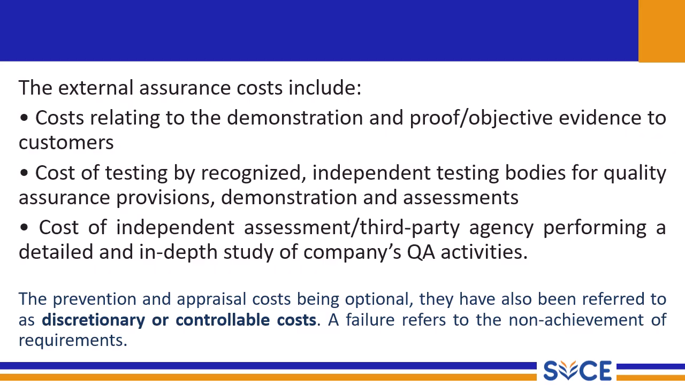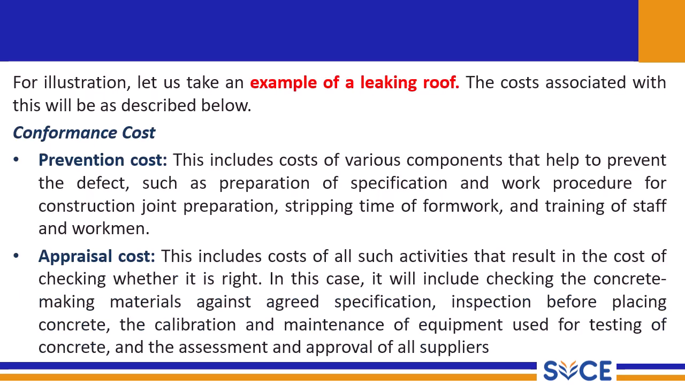So the prevention and appraisal costs, being optional, are referred to as discretionary or controllable costs. The failure refers to a non-achievement of requirement. For illustration, let us take an example of a leaking roof. The cost associated with this will be described below.